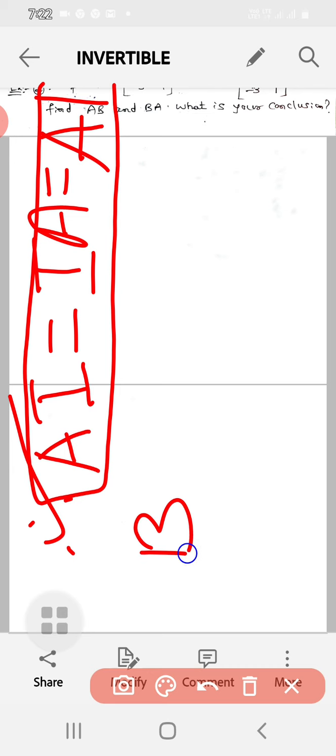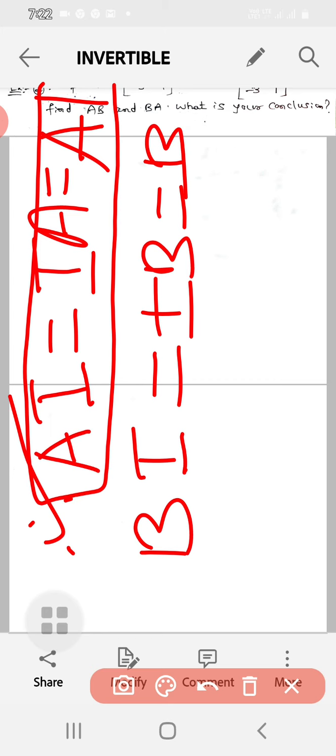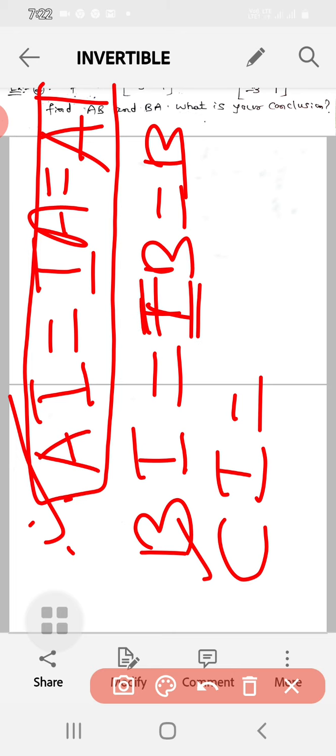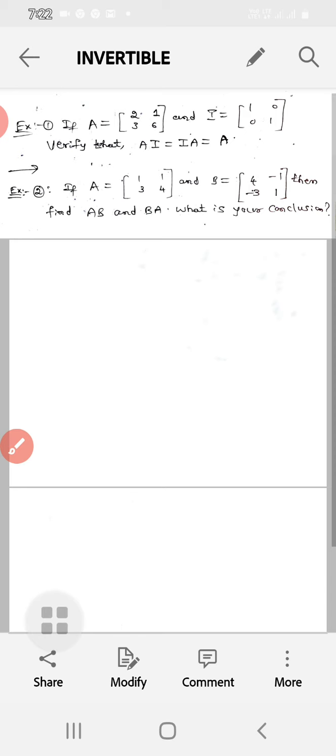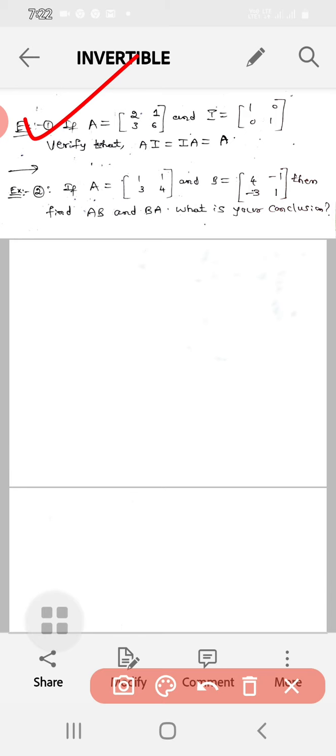Similarly, if the matrix is B and we multiply that matrix by the identity matrix, what should be our answer? BI is equal to that matrix itself. If the matrix is C and we multiply it by the identity matrix, I into C will also be the same. So at the end of the day I will get the matrix itself. This is the property. We have verified that any matrix multiplied by the identity matrix is equal to that matrix itself.